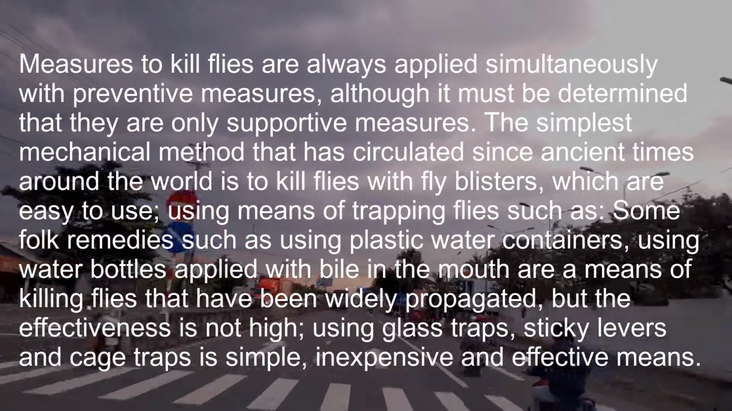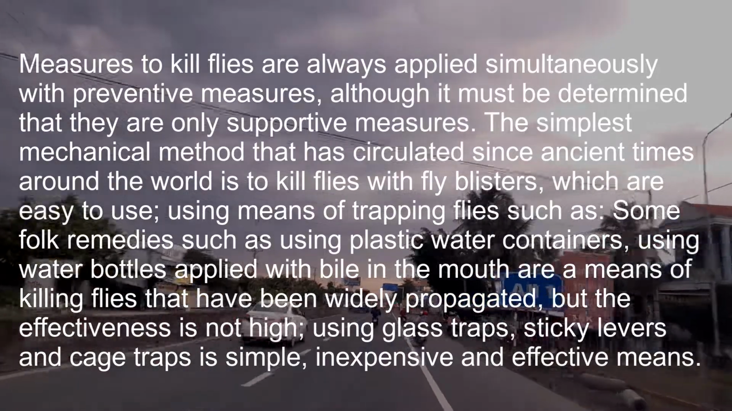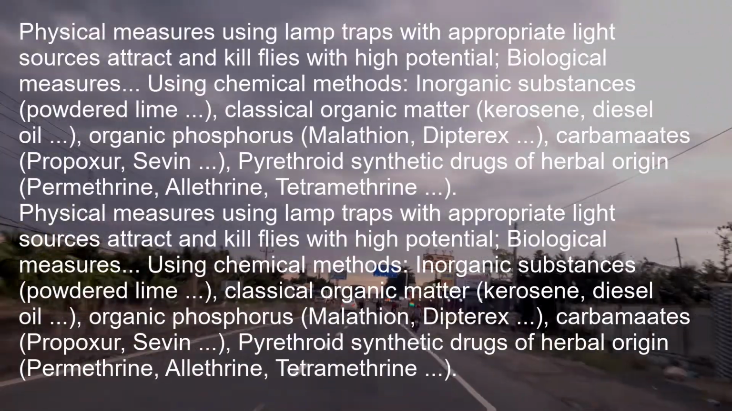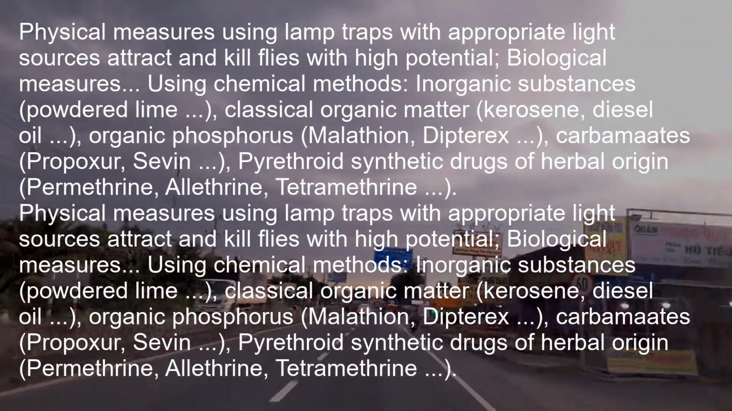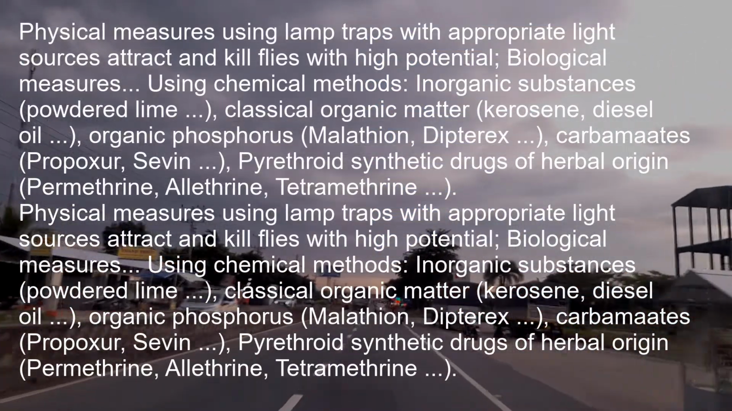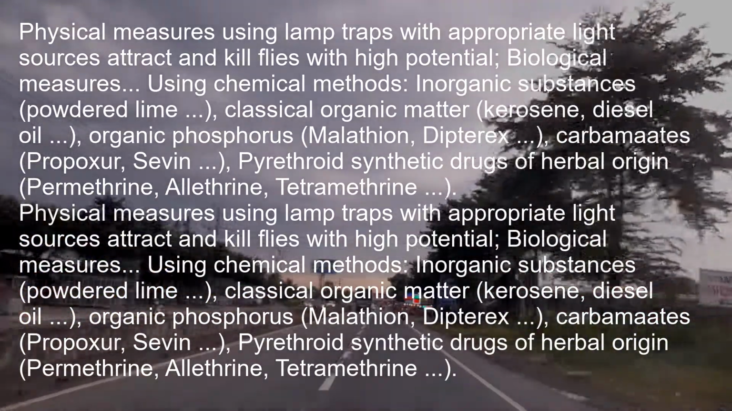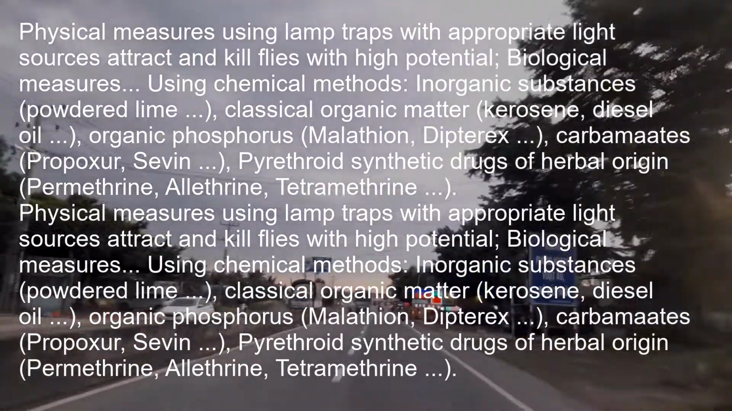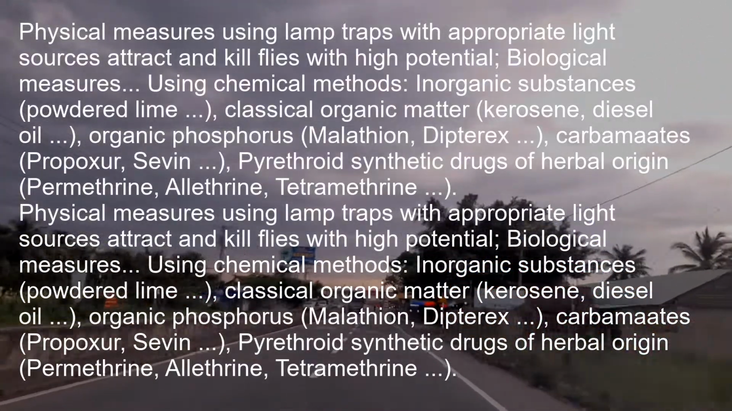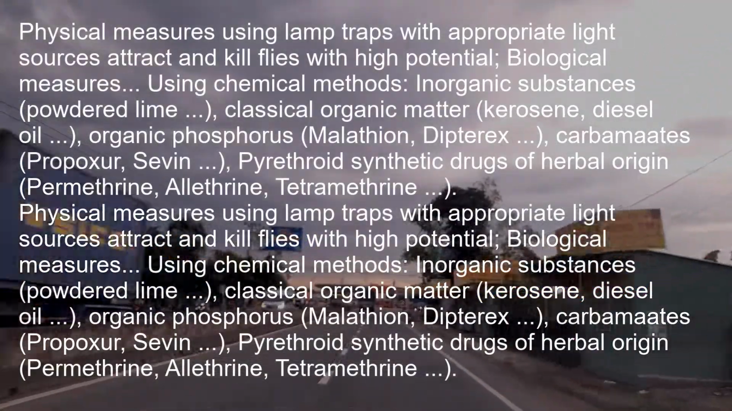Using glass traps, sticky traps and cage traps is a simple, inexpensive and effective means. Physical measures using lamp traps with appropriate light sources attract and kill flies with high potential. Biological measures. Chemical methods: inorganic substances such as powdered lime; classical organic matter such as kerosene and diesel oil; organic phosphorus such as malathion and dipterex; carbamates such as propoxur; and synthetic pyrethroids of herbal origin such as permethrin, allethrin and tetramethrin.